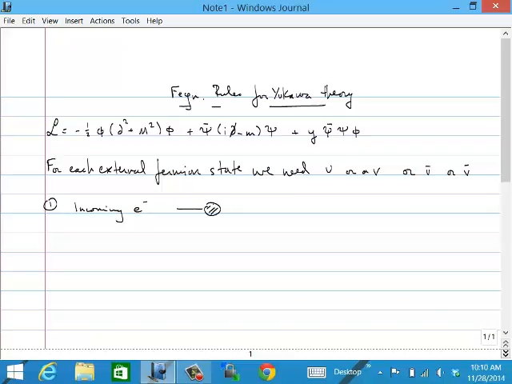So the way that these Feynman rules work is that for an incoming electron, that will be something that's coming in from the left. So that will give you a factor of U of P, where P is the momentum of the electron. An outgoing electron would be represented by a line coming out of the diagram on the right. So there you'll need a U bar.